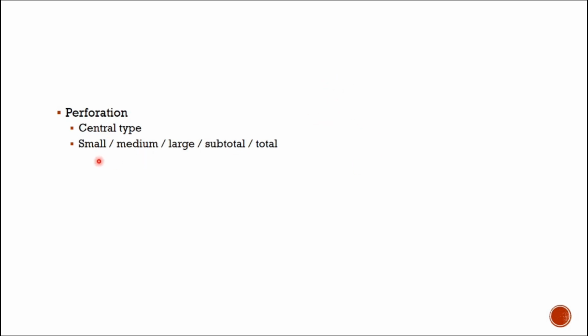Okay, and the classification for central type of perforation is based on the size: small, medium or moderate, large, subtotal and total. So again, pars tensa is classified into how many quadrants? 4 quadrants. Yeah, good. So out of 4 quadrants, if one quadrant is involved, it is small. If 2 quadrants are involved, it is medium. And if more than 2 quadrants are involved, it is large.